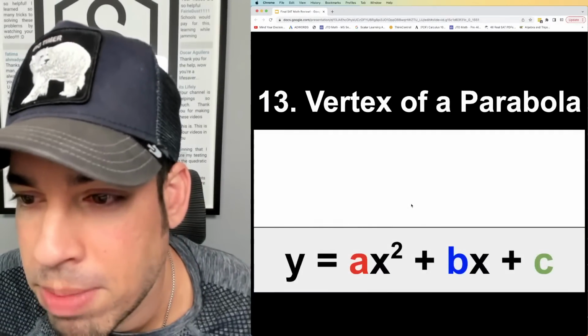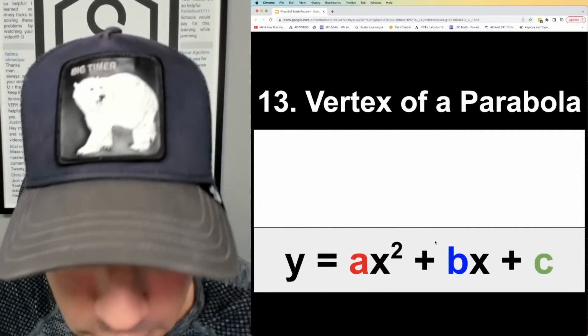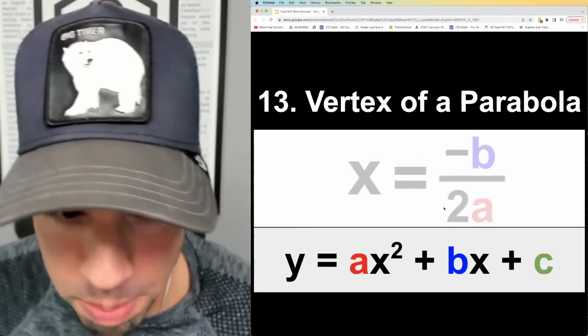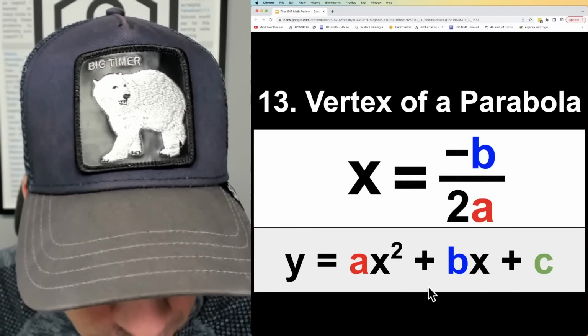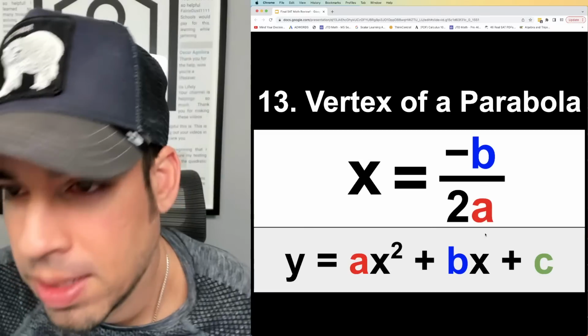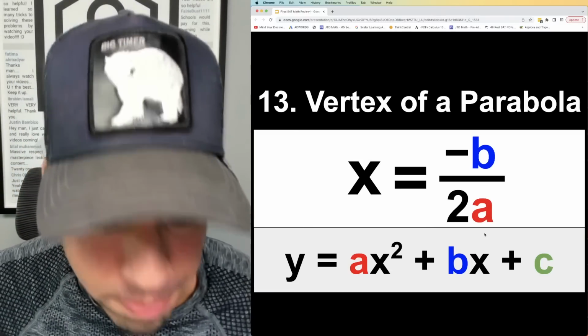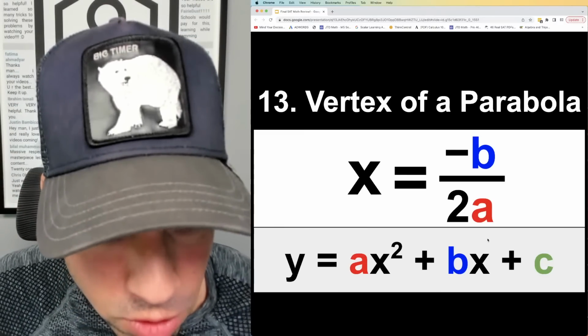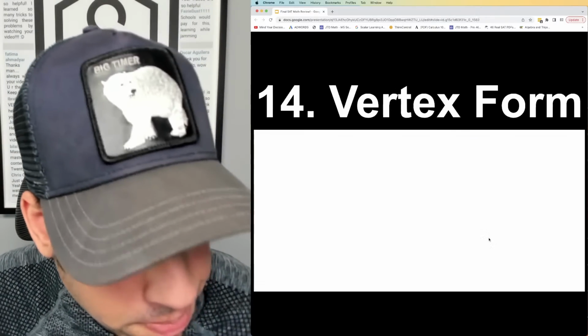Vertex of a parabola. Again, a parabola, same as a quadratic. If you're just trying to find the vertex in standard form, you just go, boom, negative b, whatever that value is, over 2a. And that's it. Very important. And if you want to find the corresponding y value of the vertex, you take that x value, plug it in.